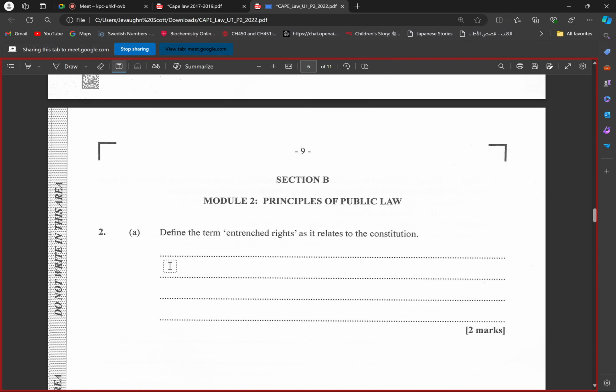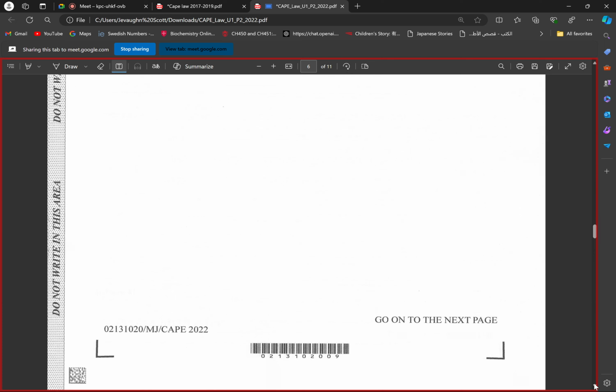So entrenched rights, we could refer to them as legal rights or provisions that are specifically protected and safeguarded within the Constitution itself, in a manner that makes them difficult to amend or repeal. That would be a lovely answer, right? That should be fine. So there are rights or provisions that are safeguarded within a constitution, using a legal framework, in such a manner that makes it difficult for them to be amended or repealed. That should be fine there.